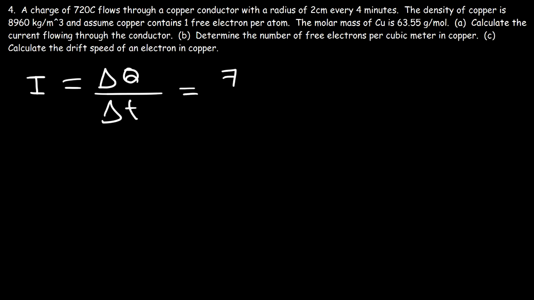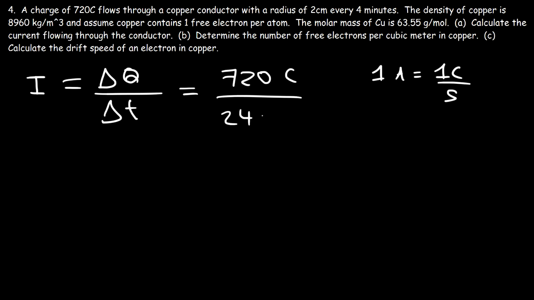So we have 720 coulombs of charge flowing through the conductor every 4 minutes. Now you need to know that 1 amp is 1 coulomb per second. So we need to get the time in seconds. 1 minute is equal to 60 seconds. So 4 minutes is 4 times 60, which is 240 seconds. So if we take 720 and divide it by 240, that will give us a current of 3 amps. So that's the answer for part A.